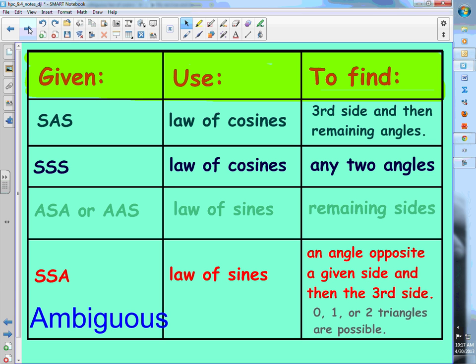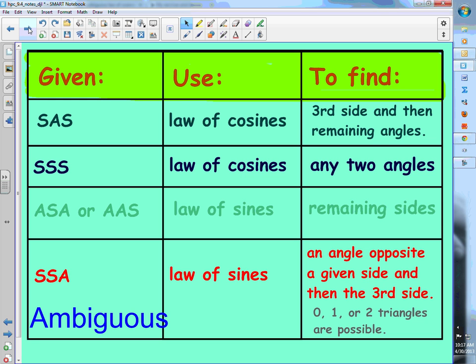What are the situations that are not shown up here? Yeah, and we can't do anything with that. Or angle angle angle, we can't do those. So more specifically, right triangles. And if it's a right triangle, you should not be using any of this. If it's a right triangle, you should be using right triangle trig.